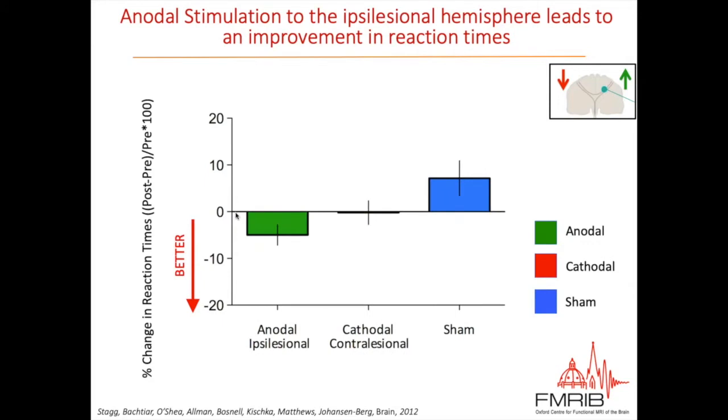So we repeated those behavioural tests in the scanner and saw pretty much the same pattern of results. Again, an improvement with anodal stimulation, no change really with cathodal, and a worsening of behaviour with sham.